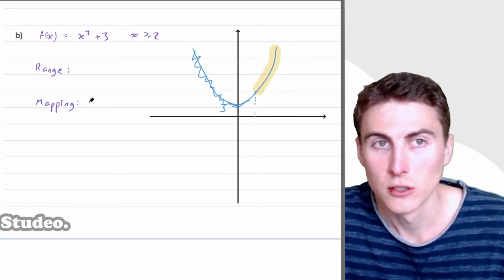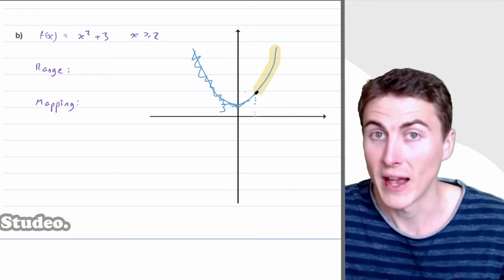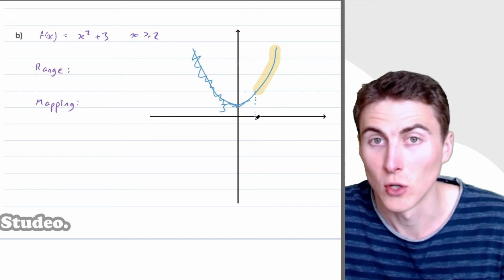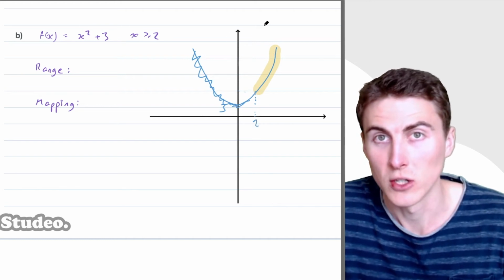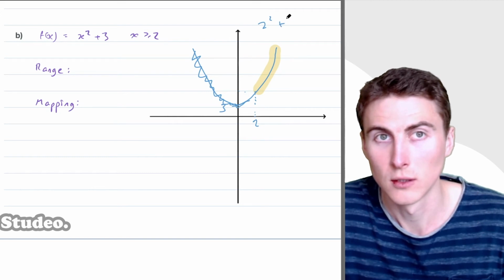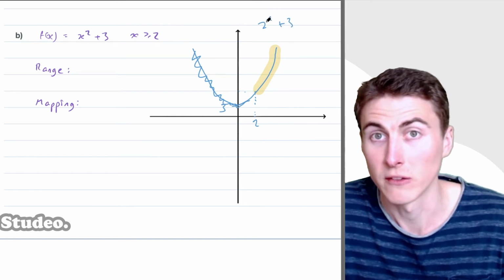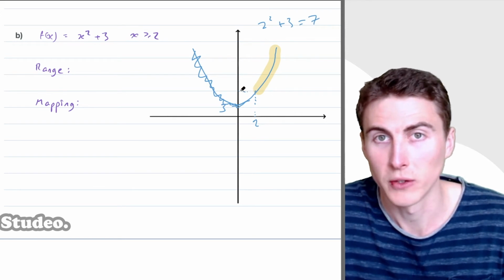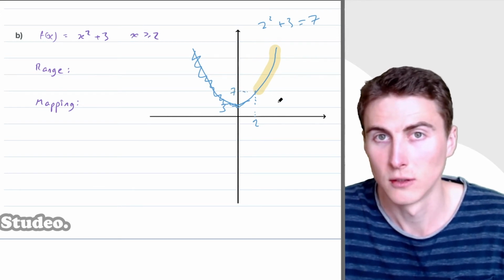Then for the range, basically I can have any y value bigger than this point here. But I need to know what that is. So this was 2. And if I plug 2 into my equation, I do 2 squared plus 3. That gives me 4 plus 3, so 7. So this y value here is 7.